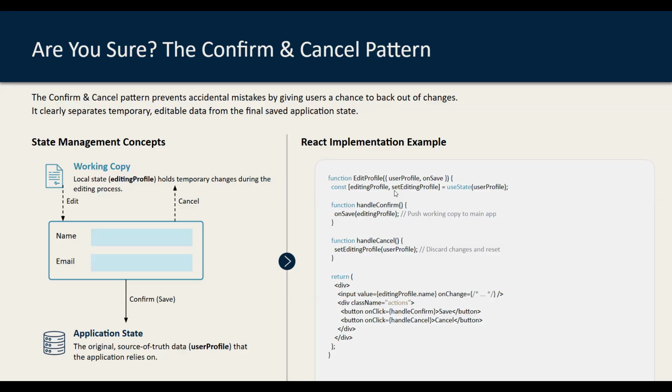And this is exactly what it would look like in React code when you try to add edit functionality. So the component starts by creating editing profile from user profile with the use state. The handle confirm function calls the onSave method with editing profile, which means that the edited version gets sent back to the main app state, and then the handle cancel function resets editing profile back to the user profile so that any unsaved changes are thrown away.